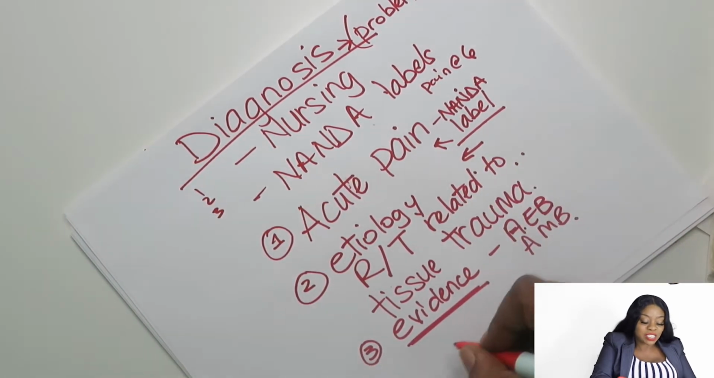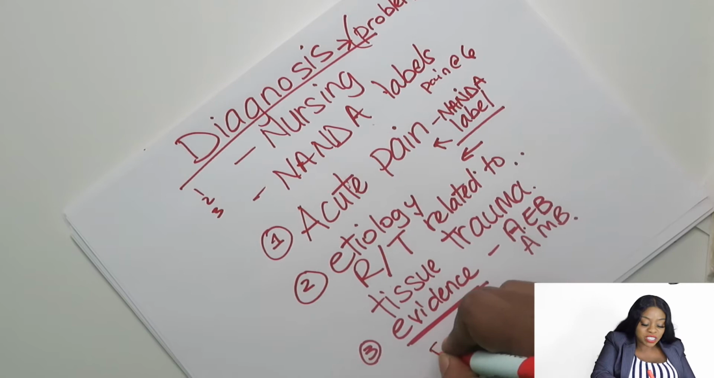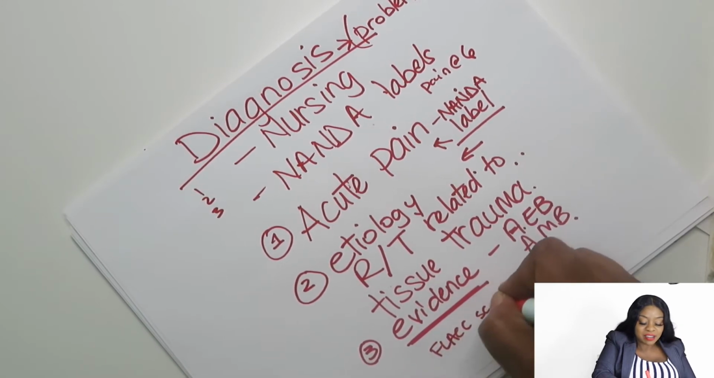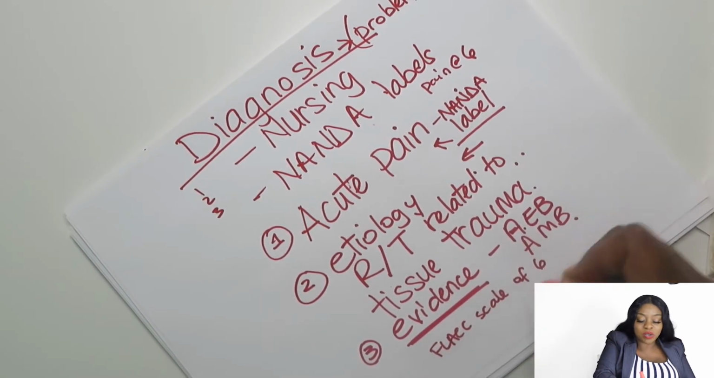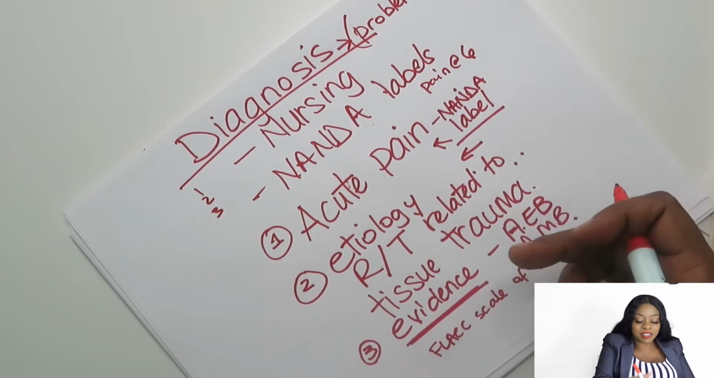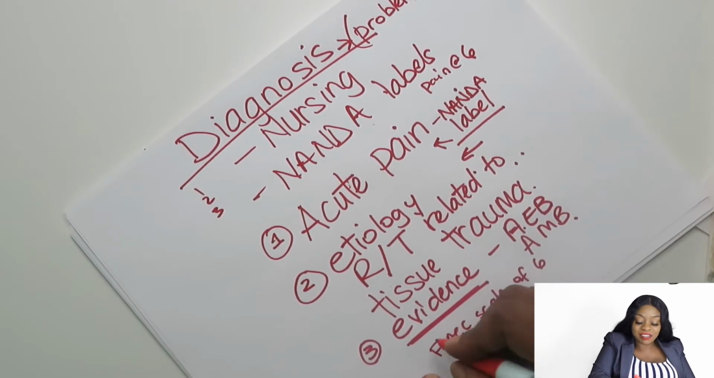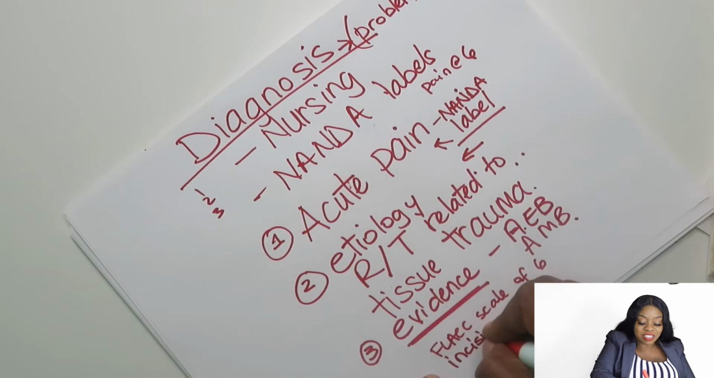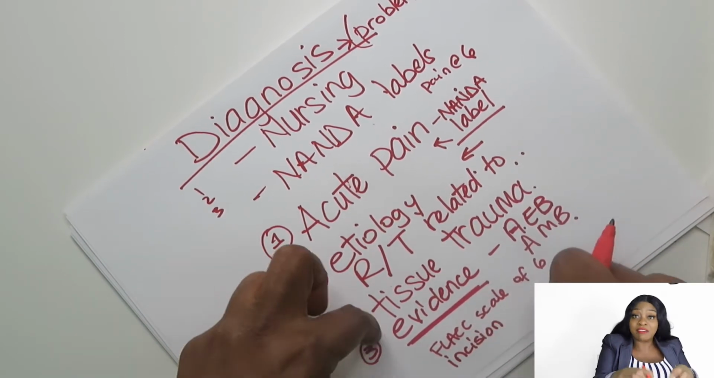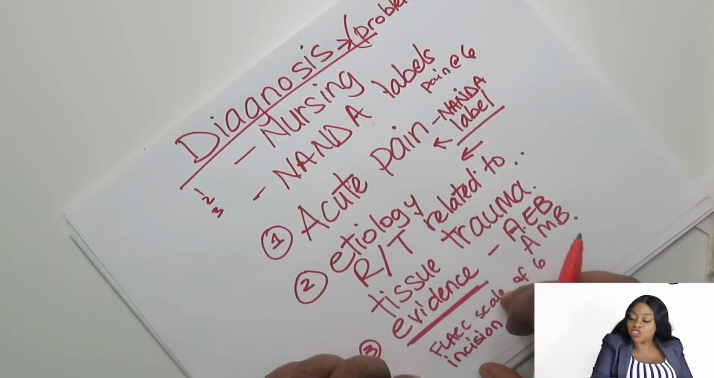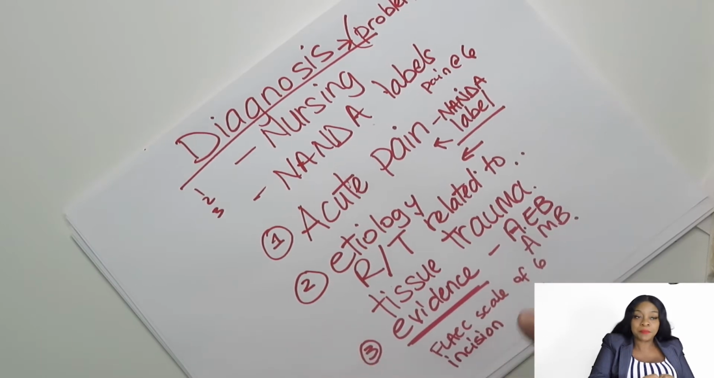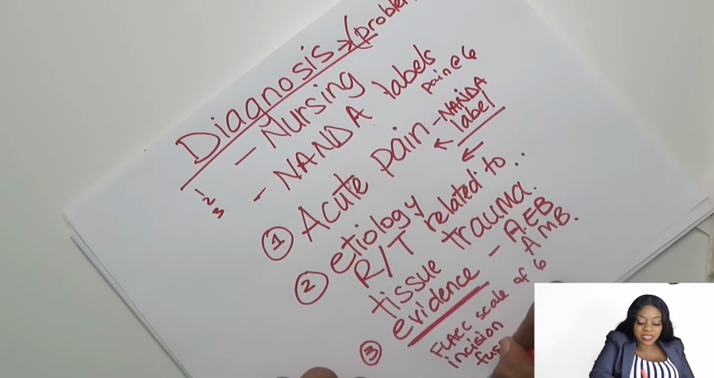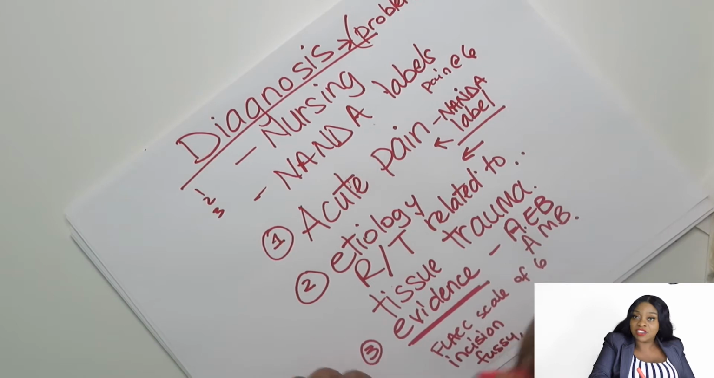Well, first of all, your evidence would have included a FLACC scale of 6, because you can think also of evidence as signs and symptoms as well, right? FLACC scale of 6, you have the literal incision, so you have eyeballed that there is tissue trauma, for example, right? The child was a bit fussy while you were doing the dressing change.